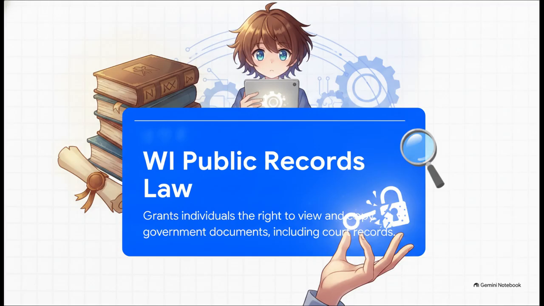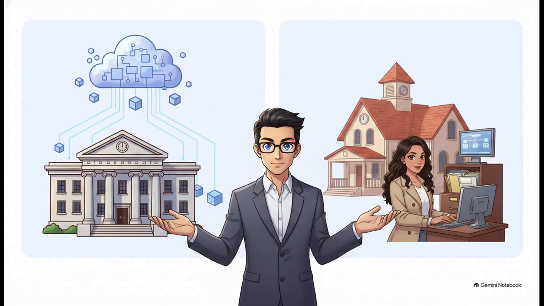So what does this mean for us? It means the default presumption is open access. The law essentially empowers you, the public, to oversee judicial processes and gather information. Pretty great, right? But here's where it gets a little tricky.